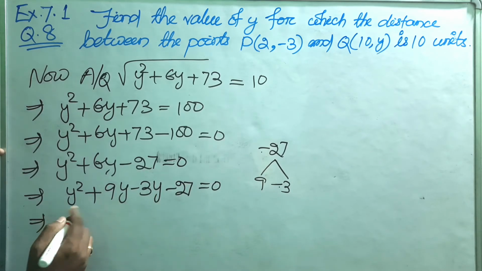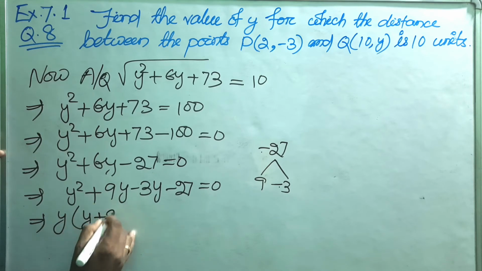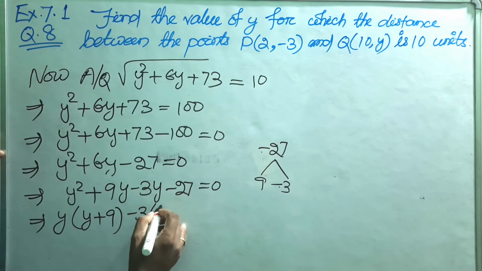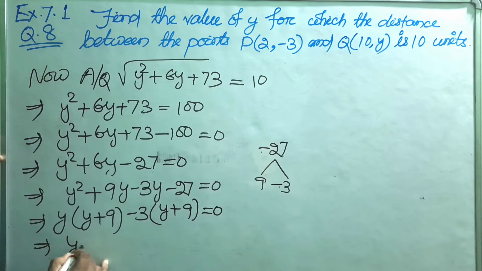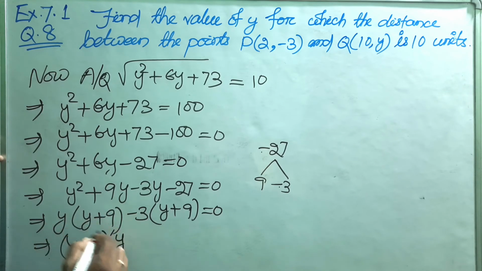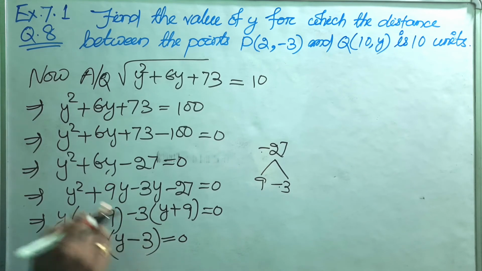Now take y common from the first two terms. So it becomes y into (y plus 9), then take minus 3 from the remaining two terms. So what will we get? (y plus 9). Now this one equal to 0. Now you will take (y plus 9) common, then in the first term only y remains, and in this term you will get only minus 3. So this one equal to 0. Now since the product of these two factors is 0, that means either this factor is 0 or this factor is 0.